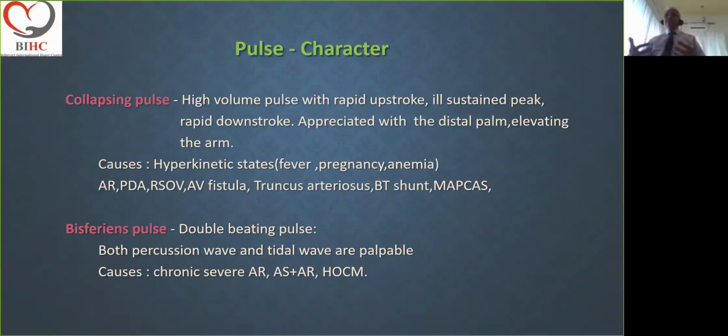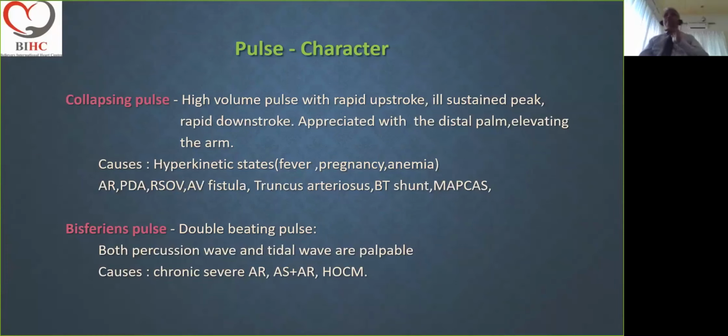Any hyperkinetic state like fever, pregnancy, anemia, aortic regurgitation, PDA, ruptured sinus of Valsalva, which is generally an adult issue, an AV fistula, which might have been created for dialysis, truncus arteriosus, a BT shunt, aortopulmonary collaterals. These are all reasons for runoff. You could also have a bisferiens pulse, which is typically seen in chronic severe AR.